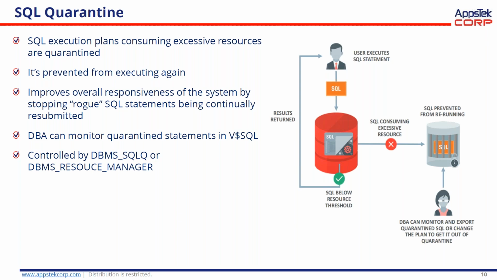So a DBA can monitor the quarantined statements in V$SQL, and for that they have added a column in V$SQL, the quarantine column. It is controlled by DBMS_SQLQ or DBMS_RESOURCE_MANAGER. That is a really great new feature which Oracle has introduced in the 19c version.